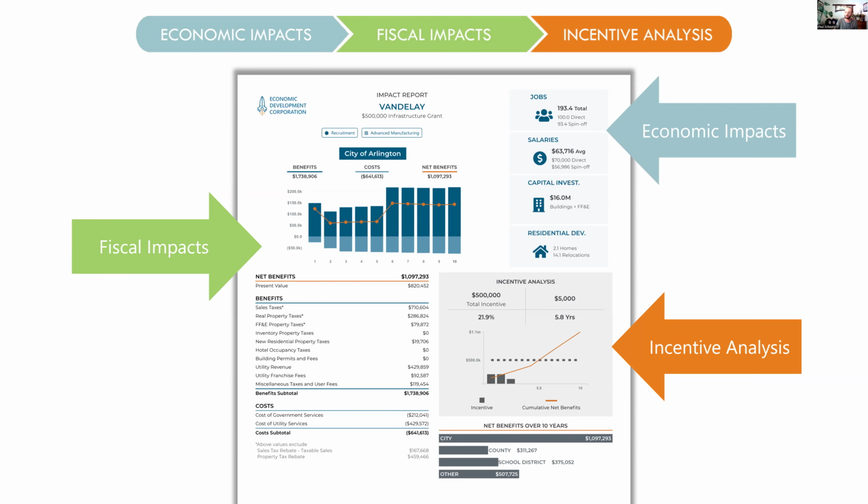Each community is going to be a little bit different. In this screenshot, we're looking at a city. With our software and the way that we think about it, we need to break that out for the county and the school district and any other taxing district we might consider. But the about $1.1 million of net benefits represents the value of this project to the community, or to the city in this case. So $1.1 million net benefit, that's the value of this project.